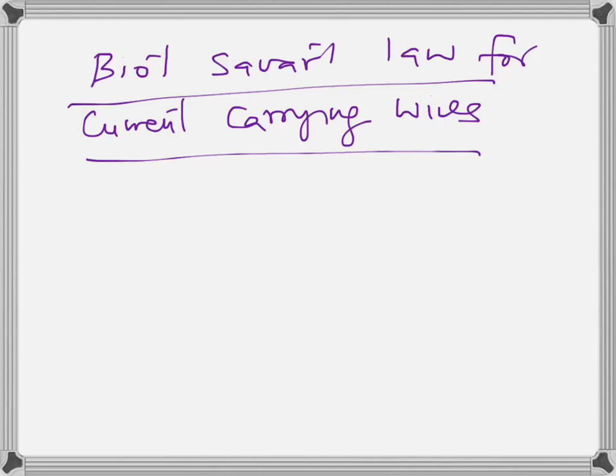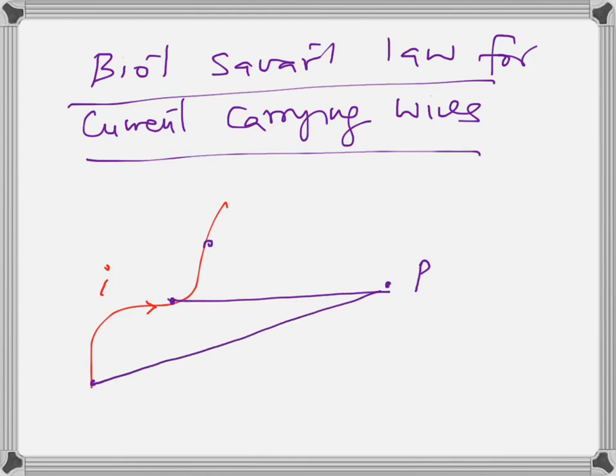So here I have a curved wire carrying some current I, and I want to find the magnetic field at some point P. Now the problem is the point's distance from the wire is continuously changing. For example, the point's distance from here is this, from here it is this, from here it's this. So the point's distance from the wire is continuously changing. So how will we write the law?